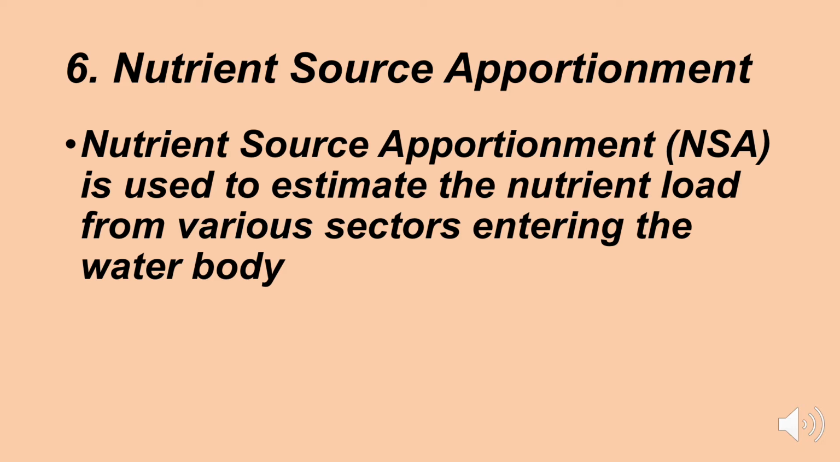Nutrient source apportionment, or what we call NSA, is used to estimate the nutrient load from various sectors entering the water body. There's a couple ways of doing this. We can use modeling. Basically, we can use a load-oriented approach, which apportions origin based on stream monitoring data.